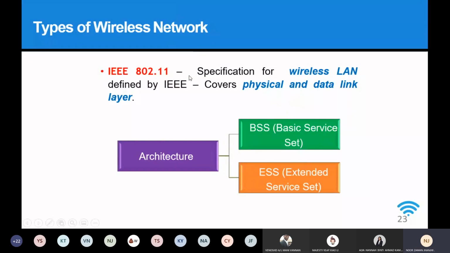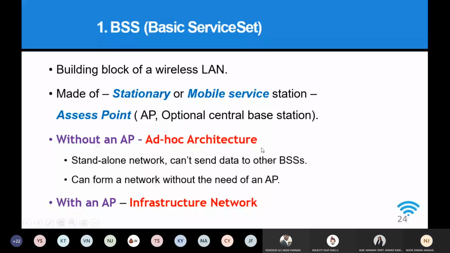So here you can see that these are the specifications of wireless networks defined by whom? By the IEEE, the international standards body. That covers the physical and data link layers. Now, on the architecture basis, we divide it into two, BSS and ESS. What they are and how they are different from each other, we are going to understand.